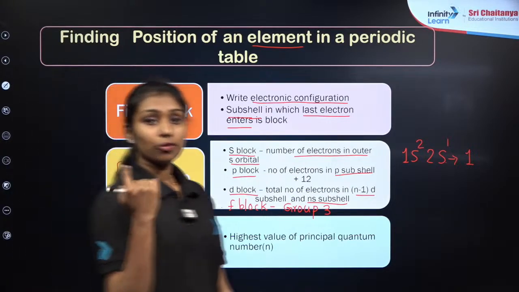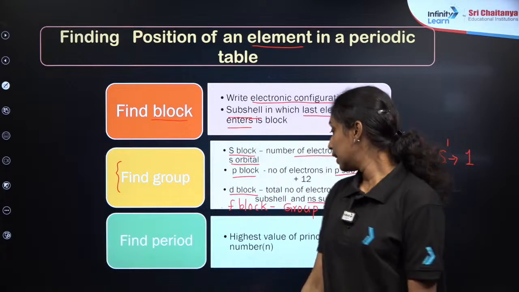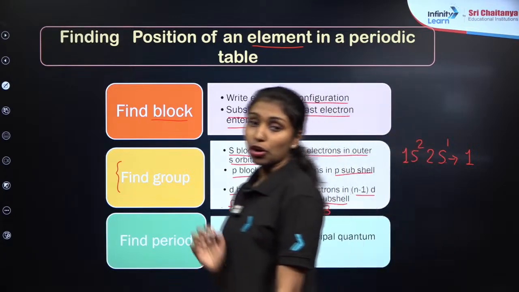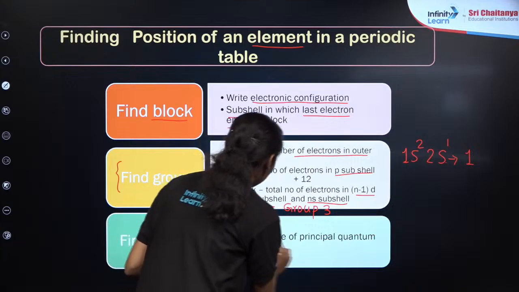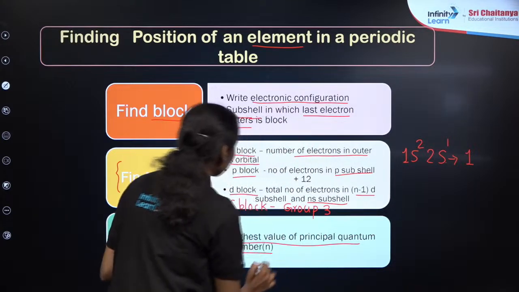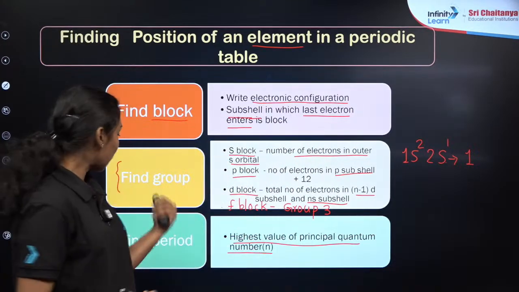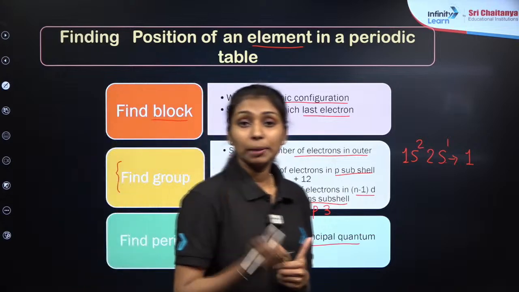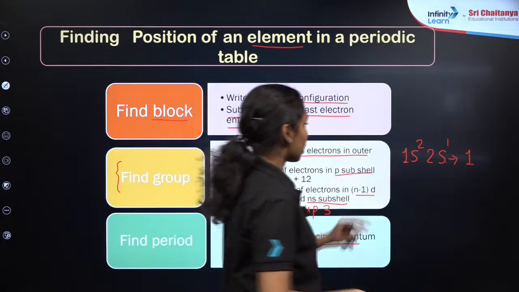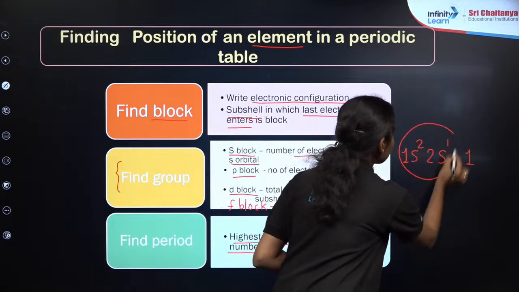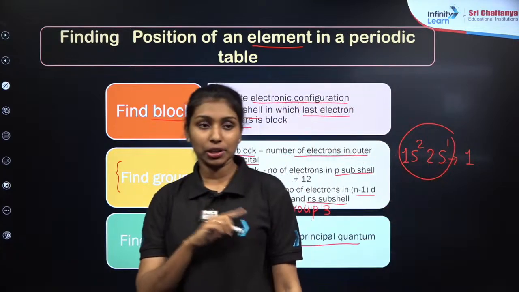Now let me find out the period of a particular element. While writing the electronic configuration, the highest value of principal quantum number n will be the period number of that particular element, right? If I take the same example, 1s2, 2s1, what will be the period number of this particular element?